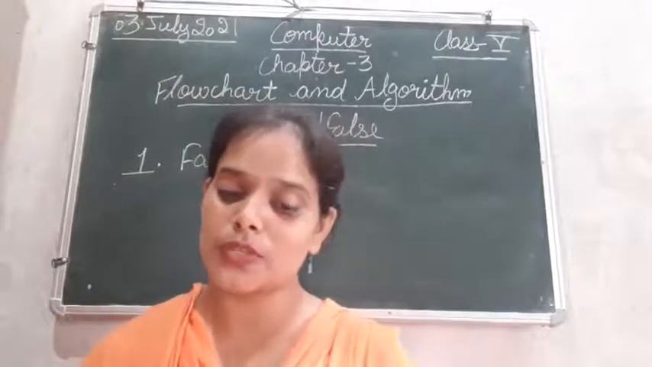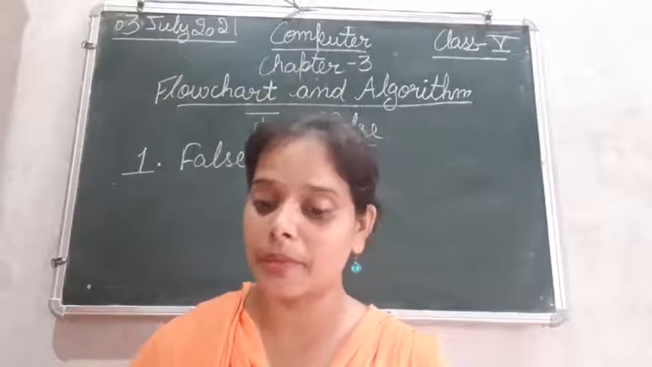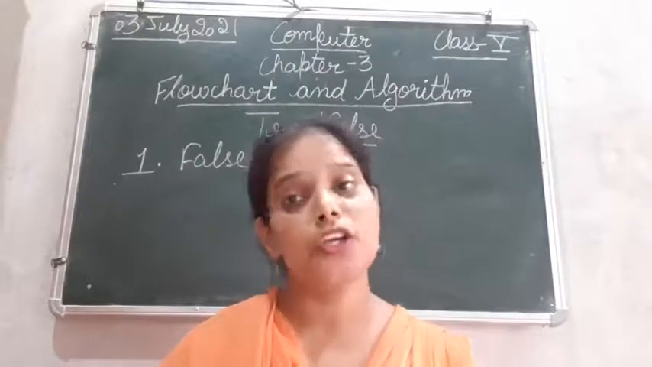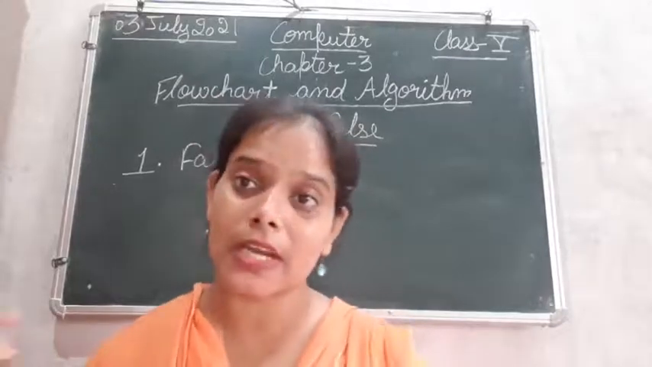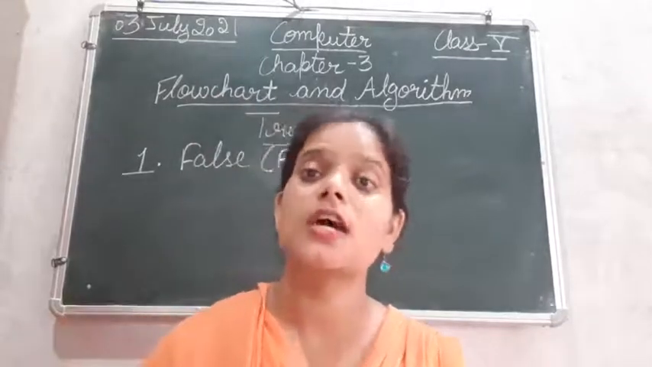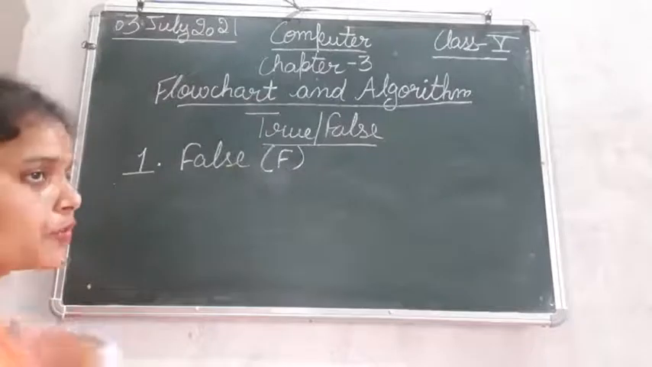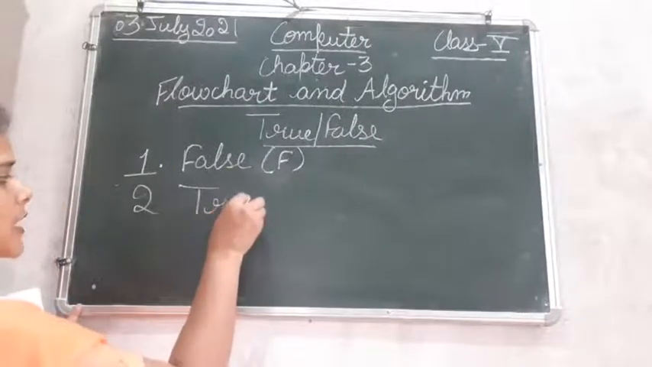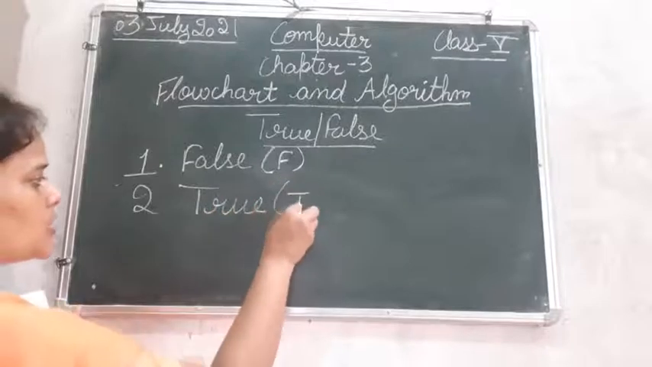So the statement is, process is a rectangular shaped symbol used for doing calculation. That is completely true. Yes, the processing box is rectangular in shape, and this is true. So we will write true for the second statement. You are going to use T for this.